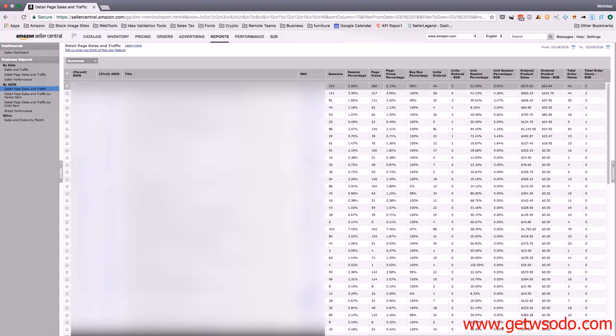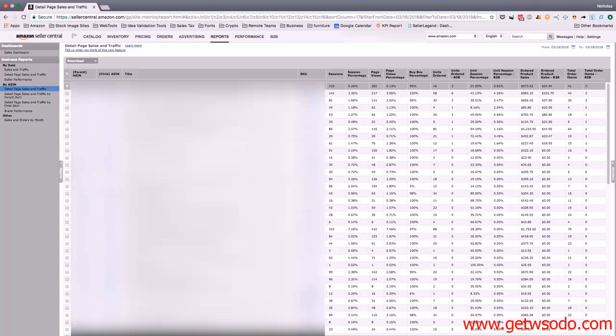And then we have unit session percentage. So unit session percentage is very simple. It's basically the amount of units divided by the amount of page views. And that's what we call the conversion rate. So Amazon calls it unit session percentage. We call it conversion rate. And this is the number that you'll be looking at and that we'll be referring to throughout the module.